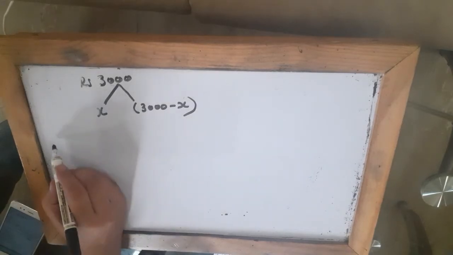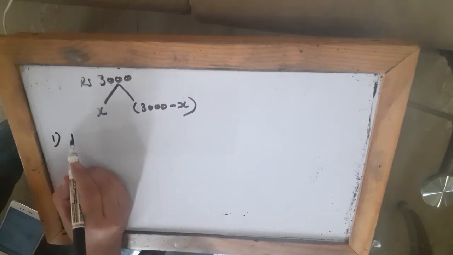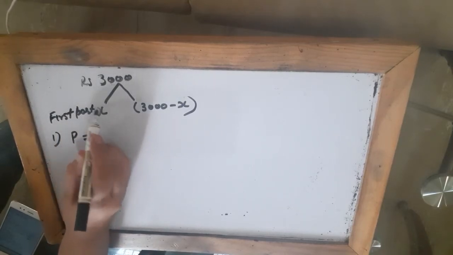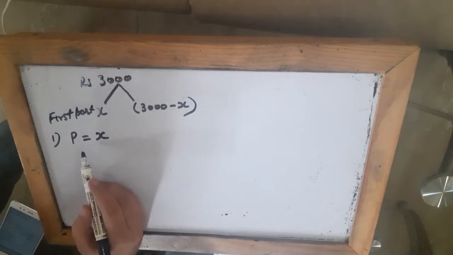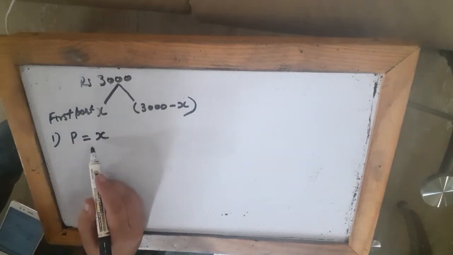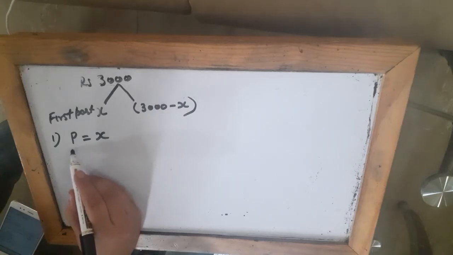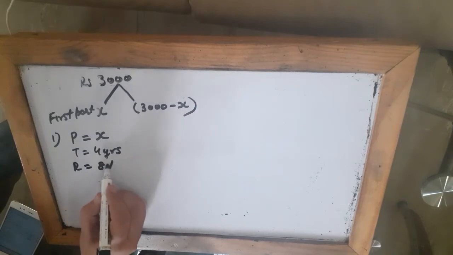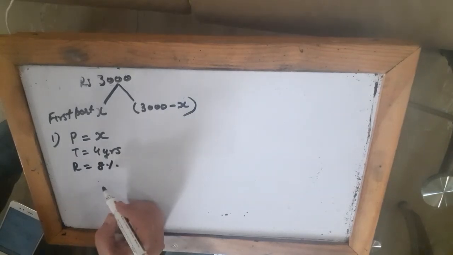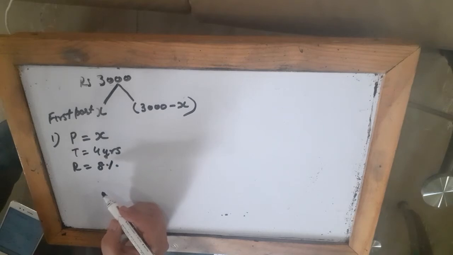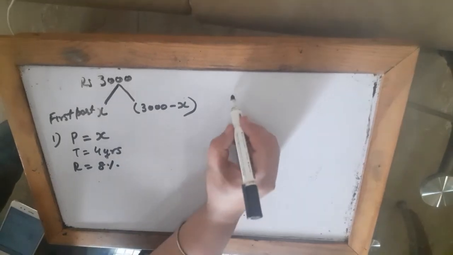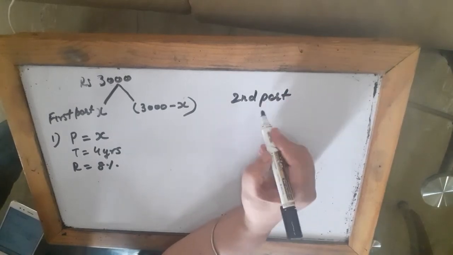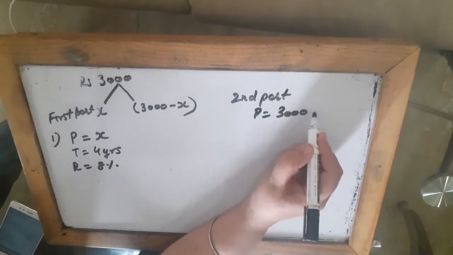Okay, so divide rupees 3000 into two parts such that the simple interest on the first part. So I'll now take the first part. In the first part the principal is x. For the first part, the time given is 4 years at 8% per annum, is equal to the simple interest on the second part. And in the second part my principal is 3000 minus x.